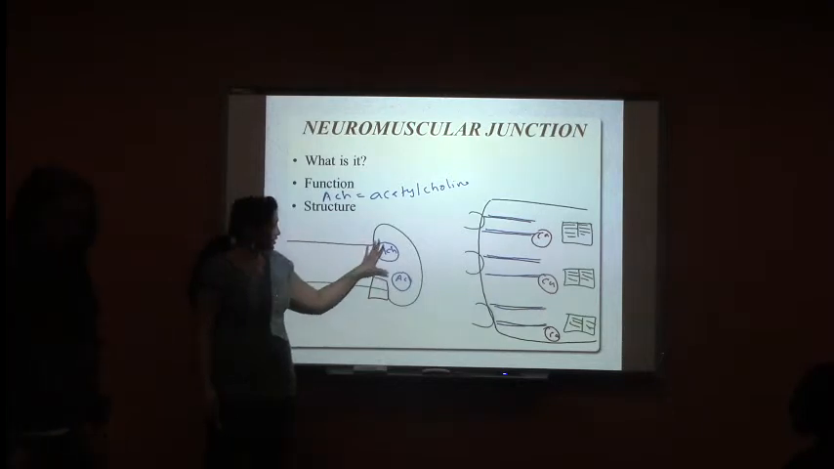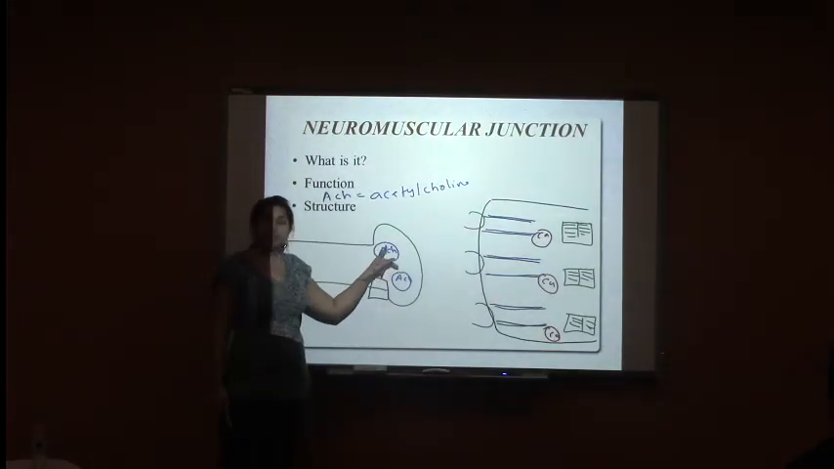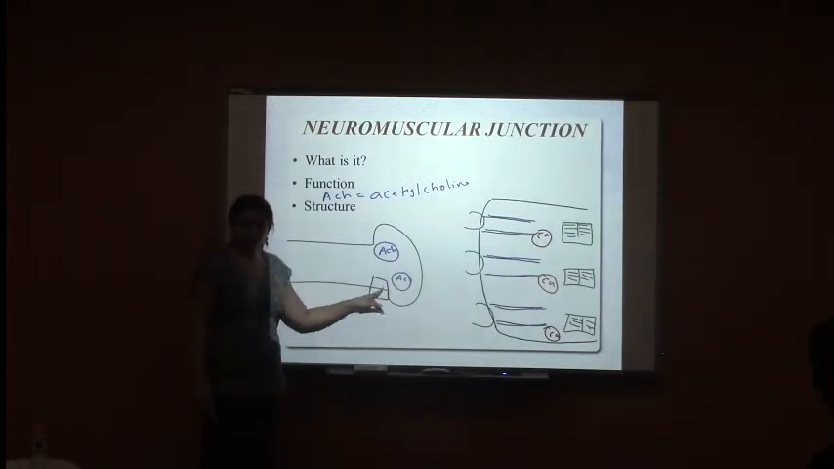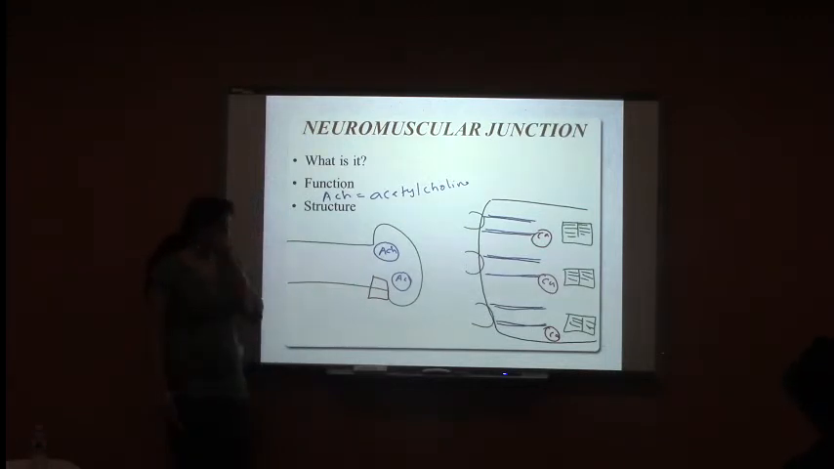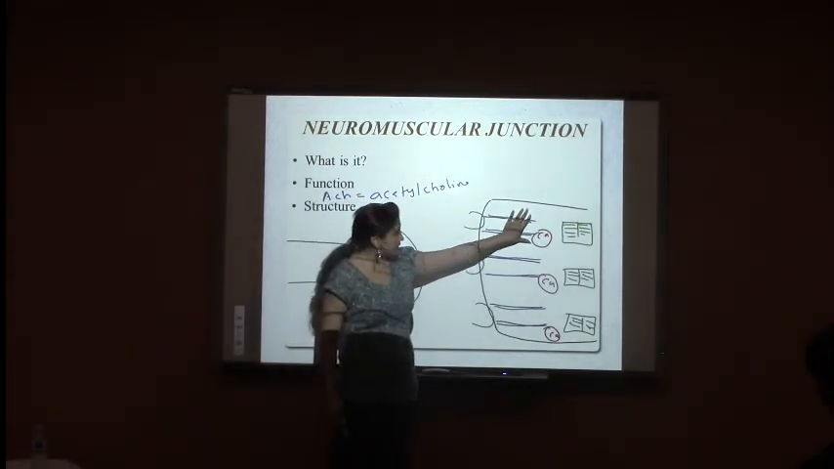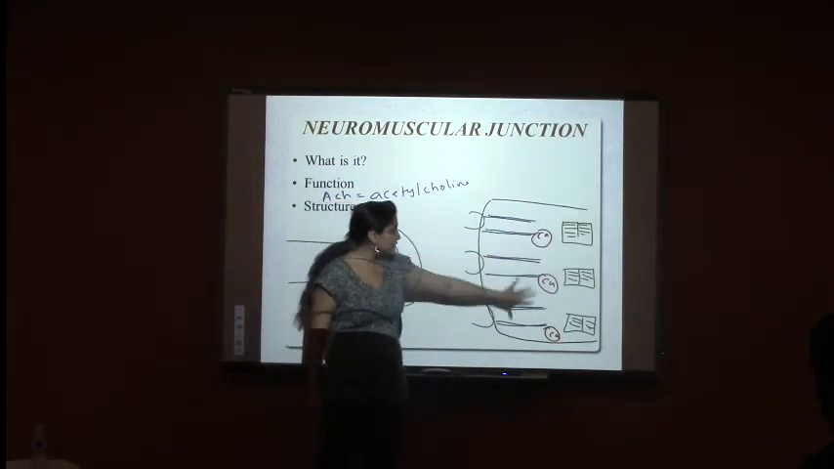Here's an axon, here's an axon terminal. Within the axon terminal, you find vesicles containing the neurotransmitter called acetylcholine. This is a calcium channel. Now, this is a muscle cell. This entire thing is a muscle cell.